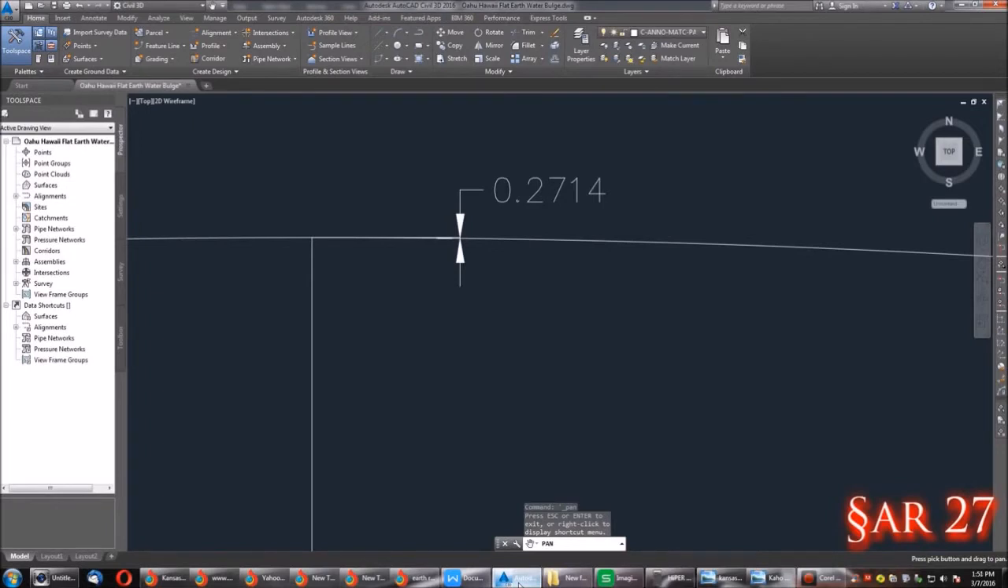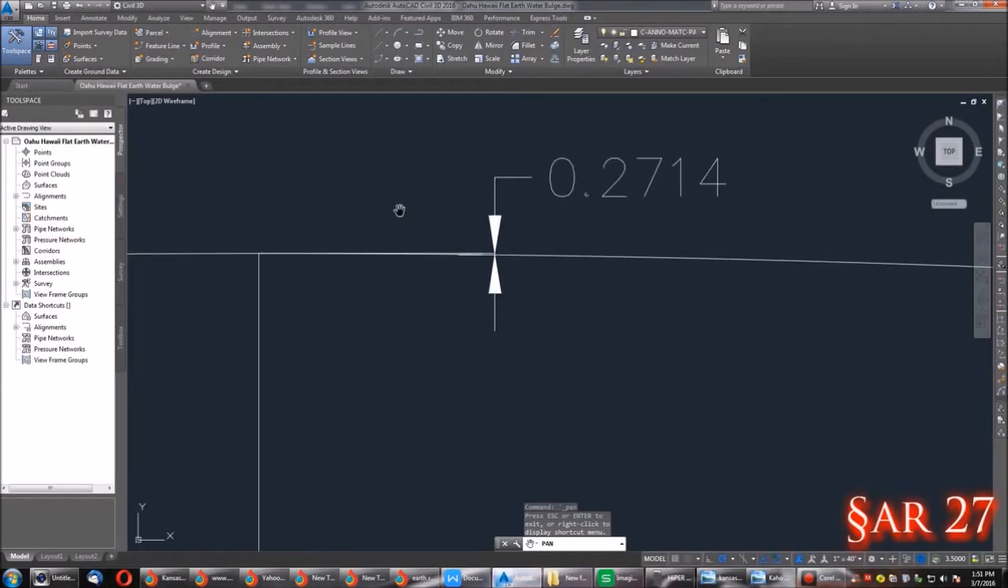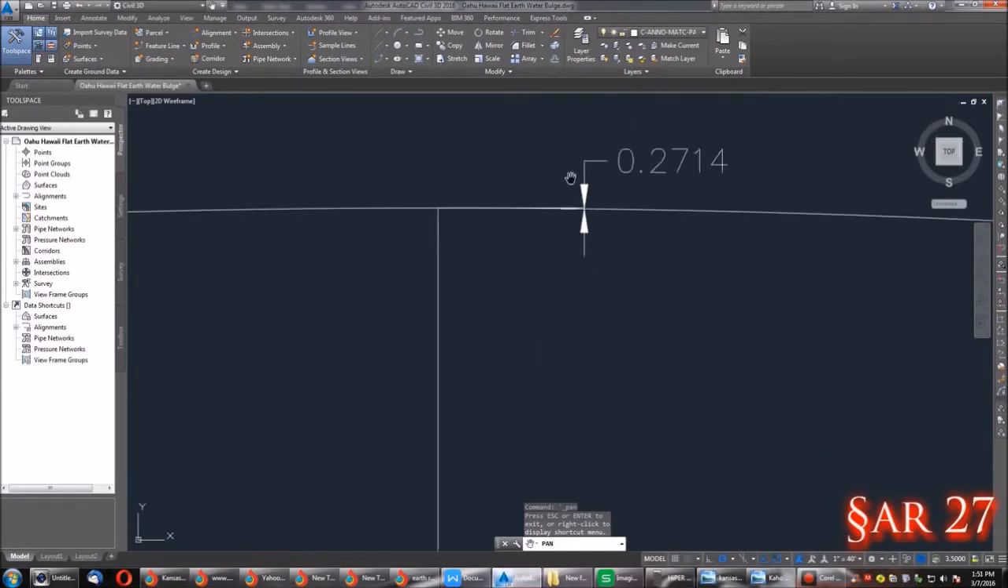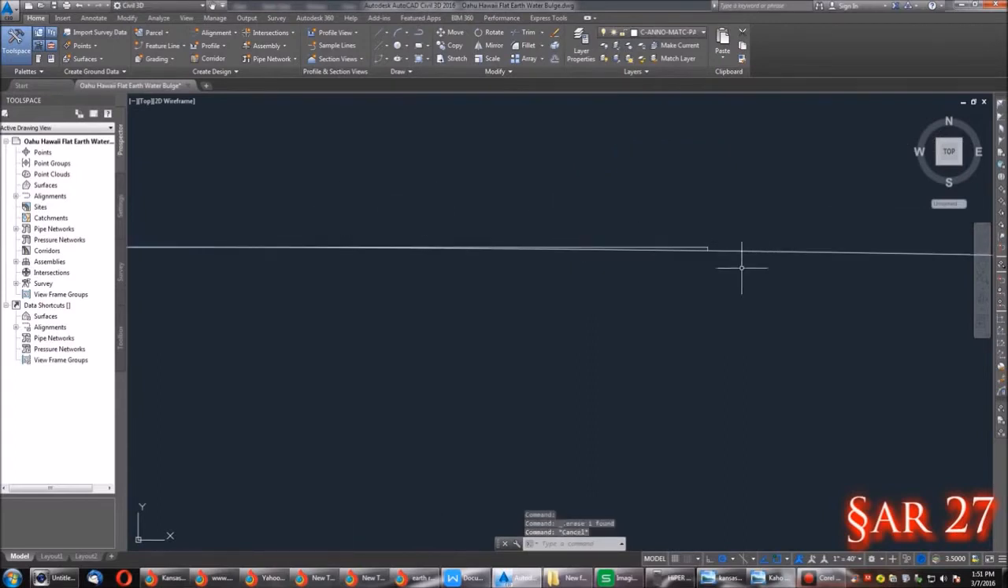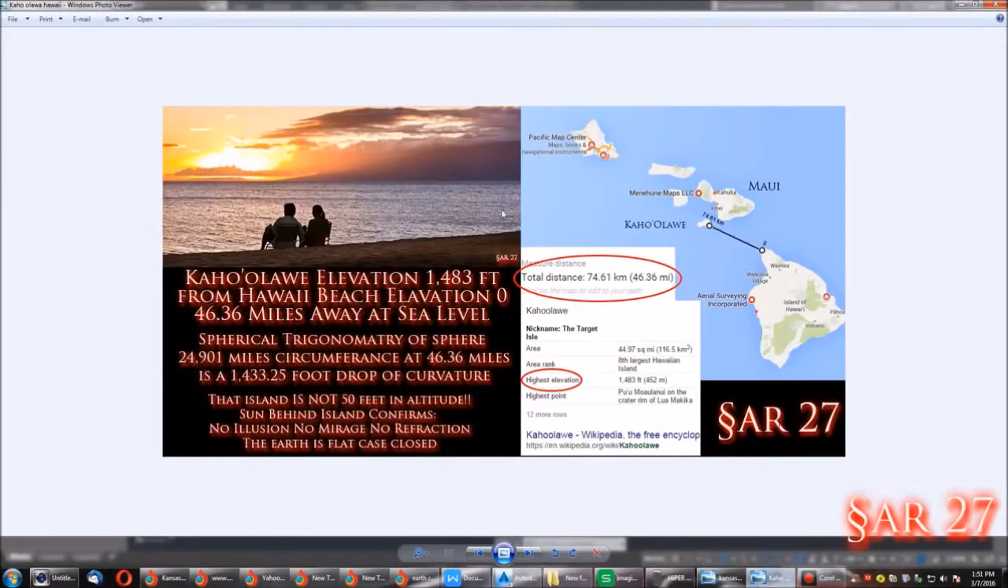Now, here are the other factors that come in here. People like to say that, well, you didn't take into account the elevation of the viewer and then the island. Well, look at the viewers. They're only a few steps away from the ocean. So I can just walk down there a few paces, be in the water, and that island is not going to disappear. You just walk down there and it's not going to make any difference.